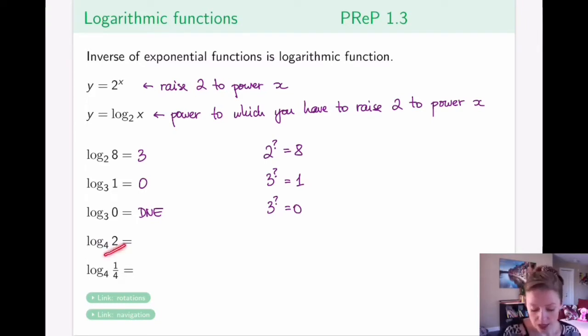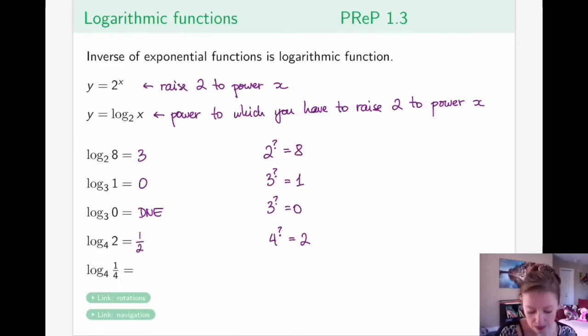To what power did I have to raise 4 to get a 2? So 4 to which power is equal to 2? Well, I have to take a square root of 4 in order to get a 2, and a square root is a power of 1/2.